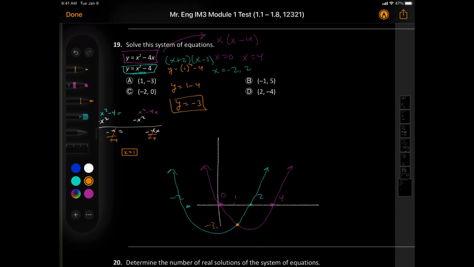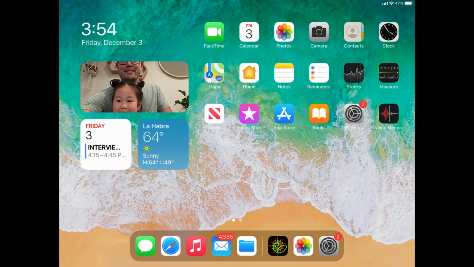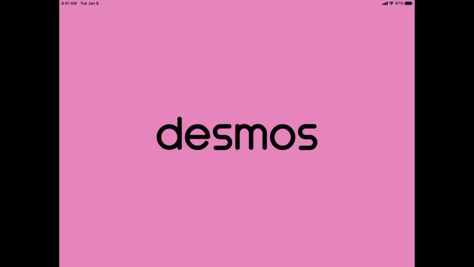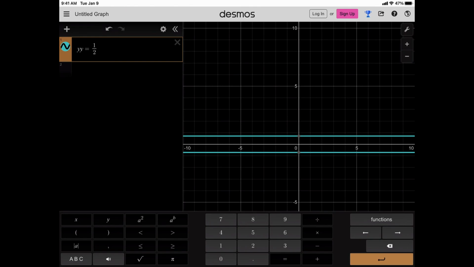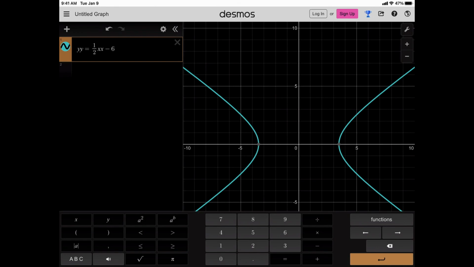And that's why our answer is A. Okay, so if we put this in the graphing calculator, remember I got to use Desmos because the TI only has y equals. This one does both. So y equals 1 divided by 2, x squared minus 6.